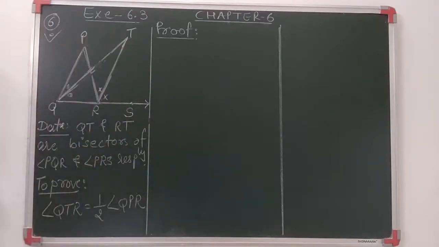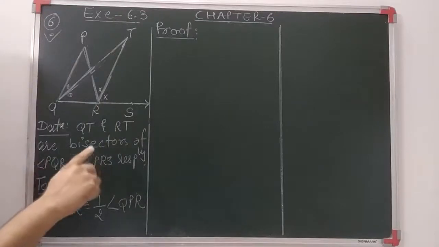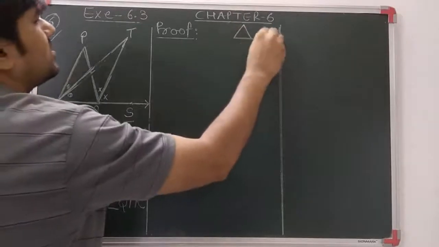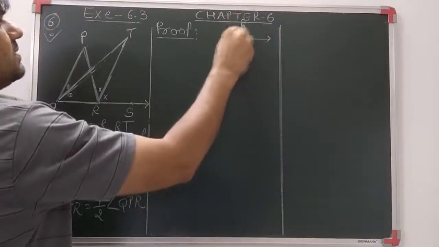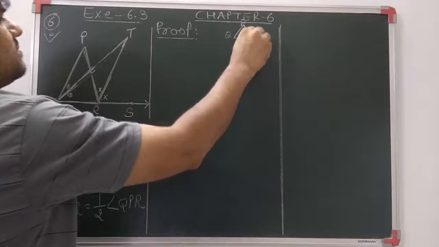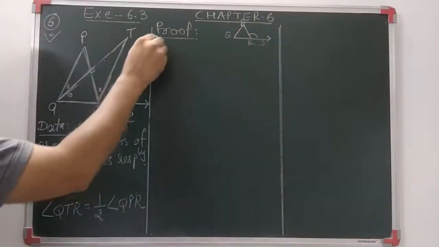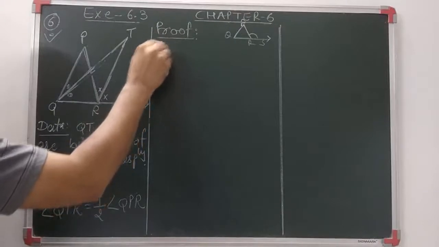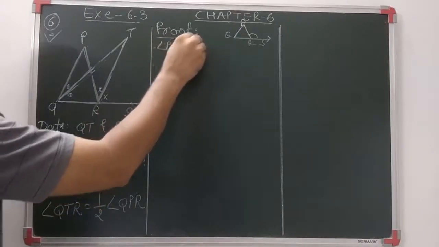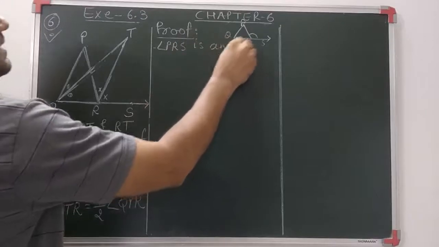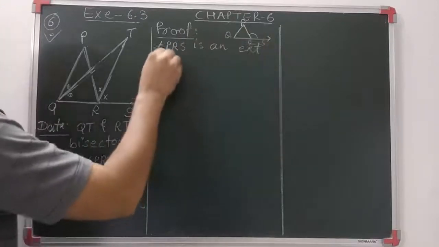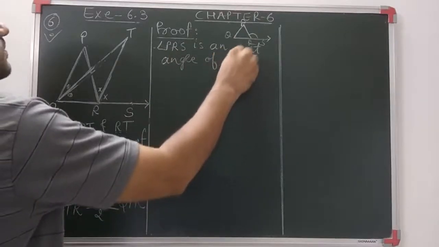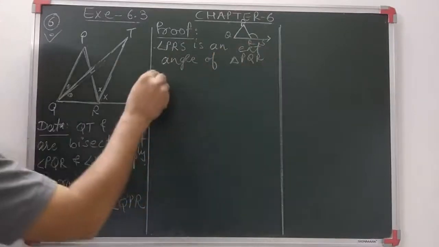So now let's see this. Let us use this diagram. In the diagram we can see that if I draw this much, I use the first statement. So this is the produced line. So we can say that in triangle PQR, angle PRS is an exterior angle. So we discuss the exterior angle.